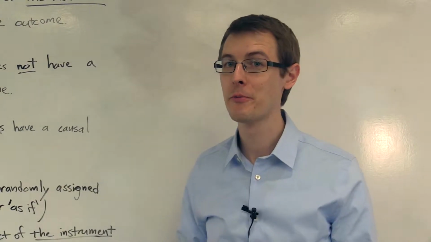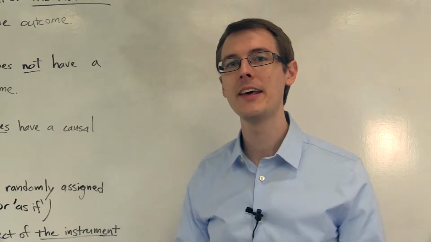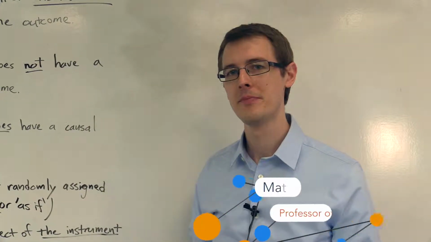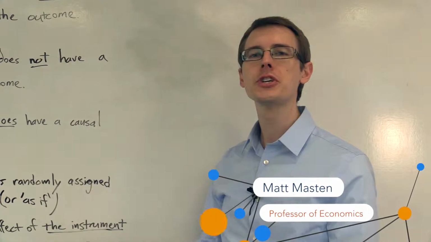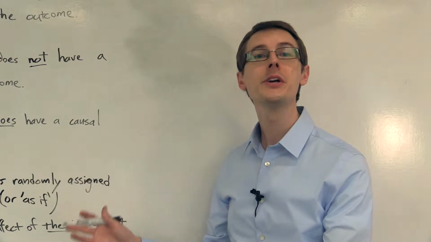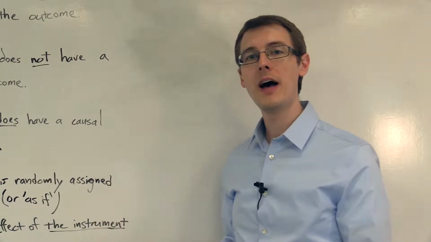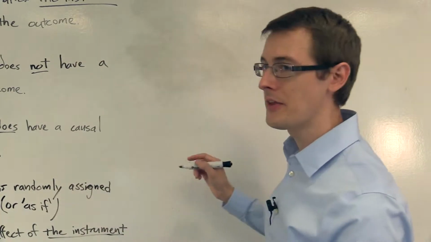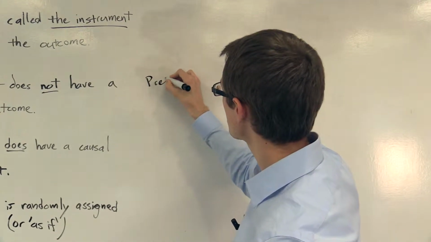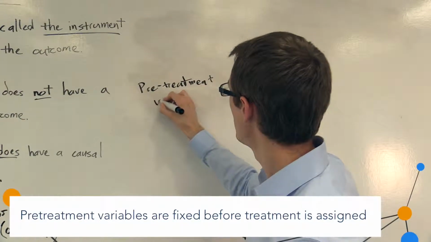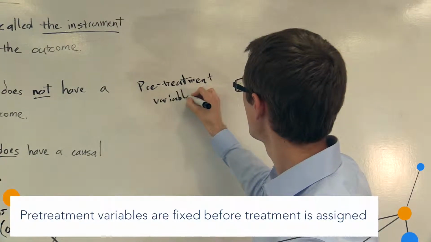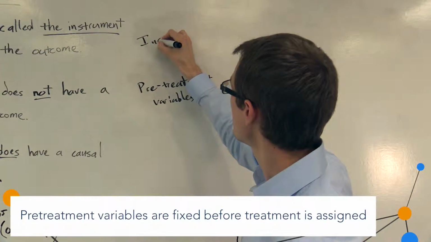Now, I warned you that was going to be really complicated. So let's look at it one more time from a little different angle. In our population, each unit has a value of a bunch of different variables. I'm going to call them pre-treatment variables. And they also have a value of the instrument. So let's write those down. We've got their pre-treatment variables, and the instrument.